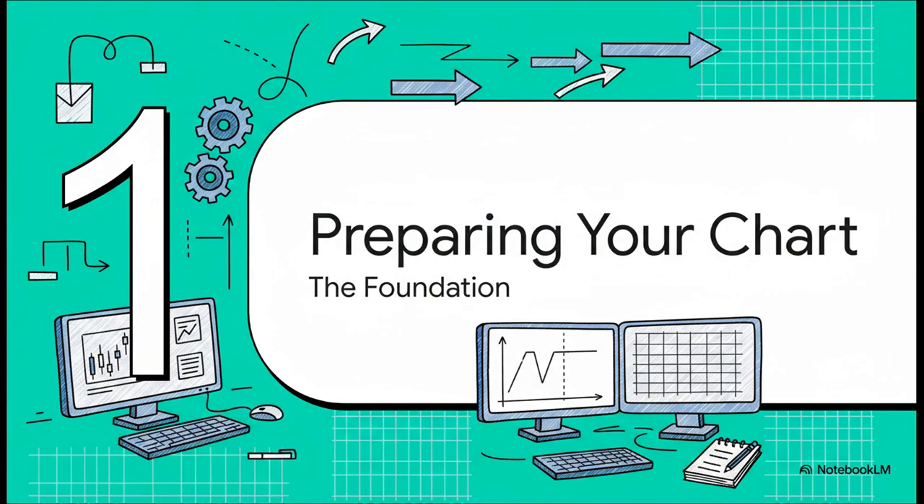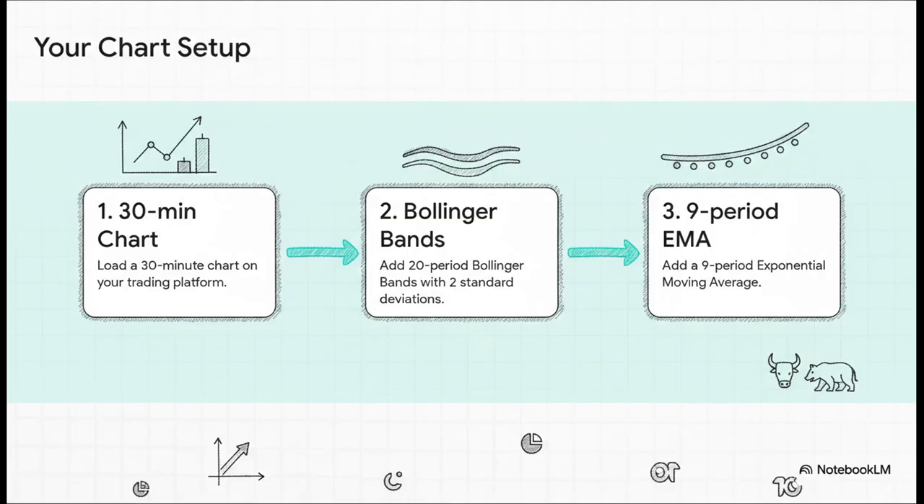Okay, so first things first. Before we can even think about spotting this trap, we've got to get our tools ready. I'm talking about our chart setup. This is the foundation for the whole thing, so it's absolutely crucial we get this part right. First, go ahead and load up a 30-minute chart. We're only going to add two things to it. First, Bollinger Bands. Those are going to help us gauge volatility. And second, a 9-period EMA, an exponential moving average, to keep an eye on the short-term trend. And that's it. Nice and simple.